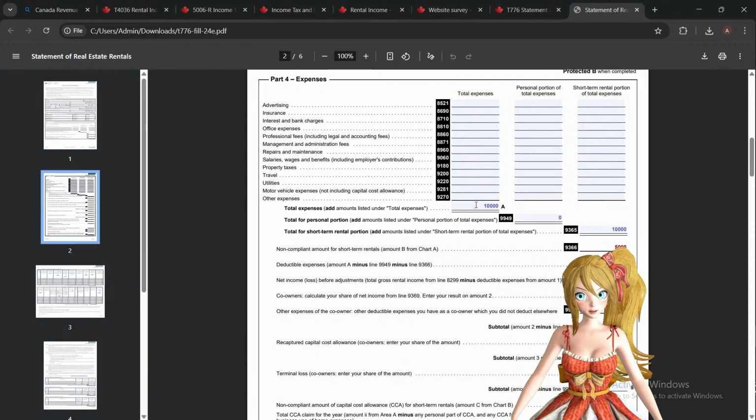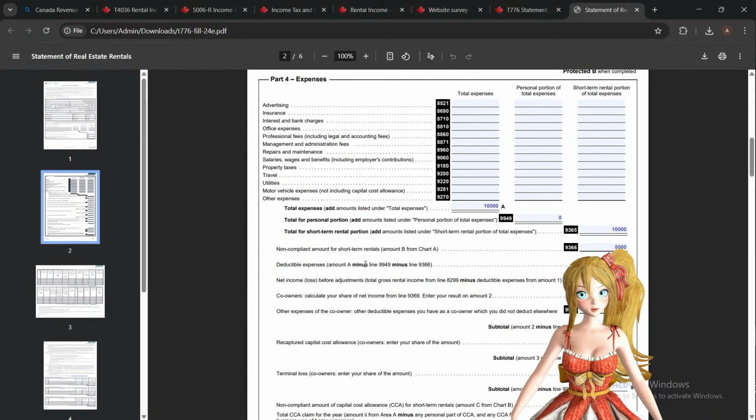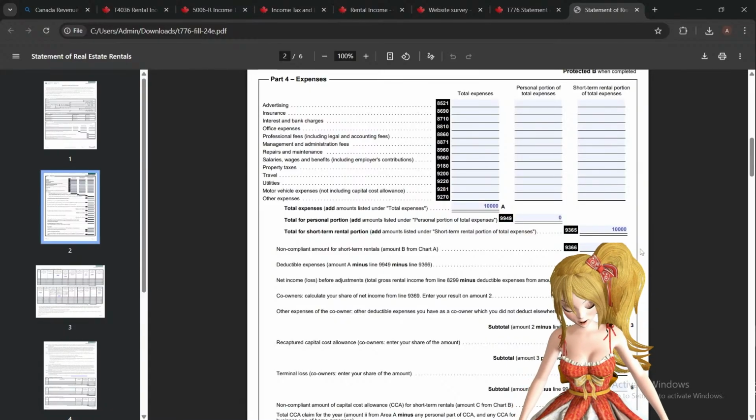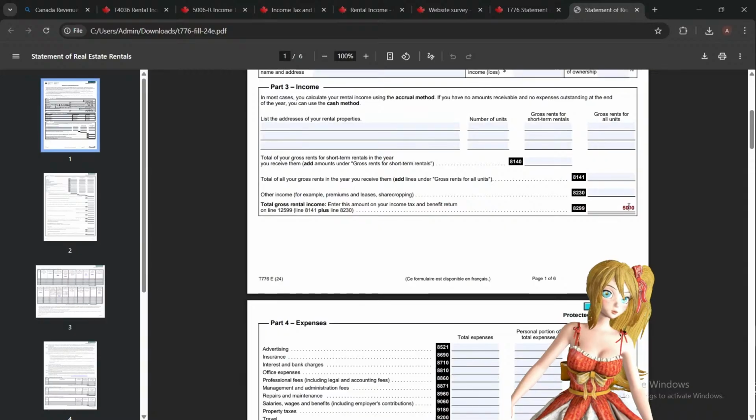So the deductible expenses is the total expenses minus my personal expenses minus the amount they didn't pay. So 5,000. Okay, it's going to be 5,000 either way. Let's say they didn't pay.